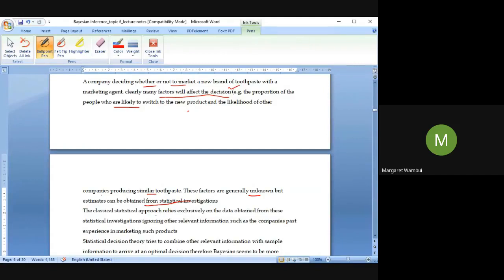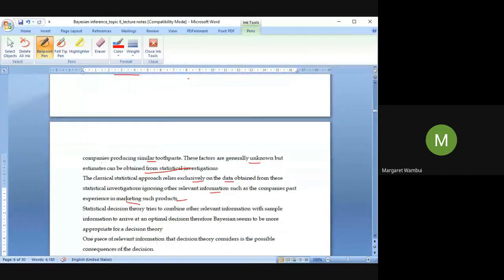The classical statistical approach relies exclusively on the data obtained from these statistical investigations, ignoring other relevant information such as the company's past experience in marketing such products. Because it may not be the first time that you're taking to the market a new product. You might have done it before. So the question would be, what experience did you gain when you took a new product to the market? So that now you build on this past experience as you market your new product.